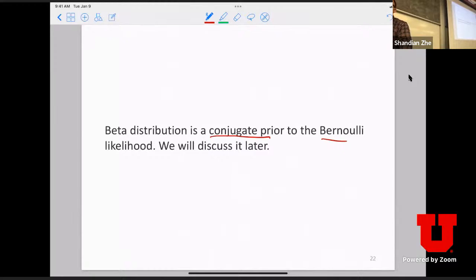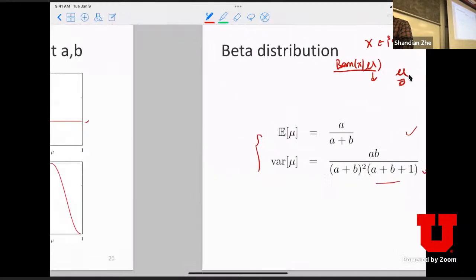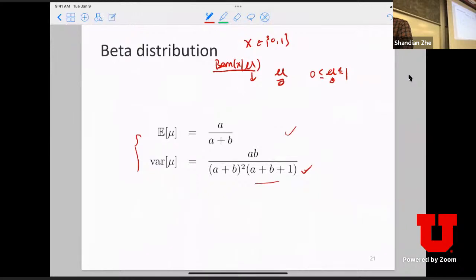A and B are just parameters which determine the beta distribution. You shouldn't view them as a standard deviation, because if you want to compute the mean and the variance for mu, they need to involve both A and B. So we shouldn't contrast this with the Gaussian distribution. It's not like that. They are just parameters which determine this distribution.